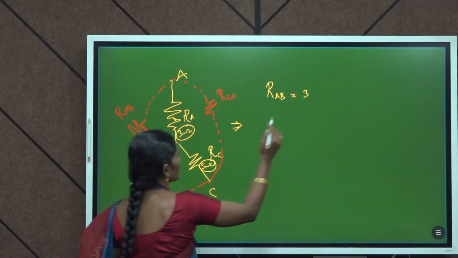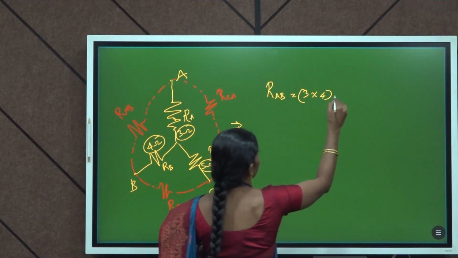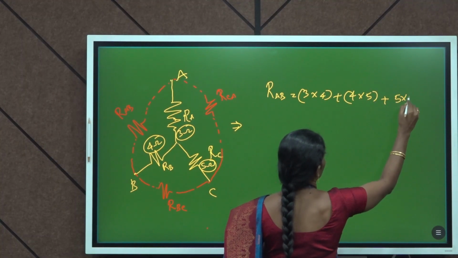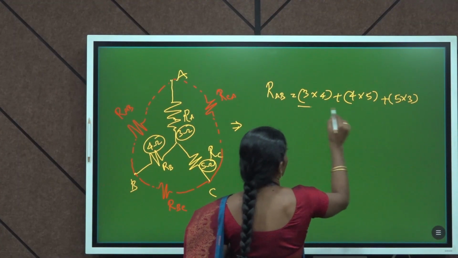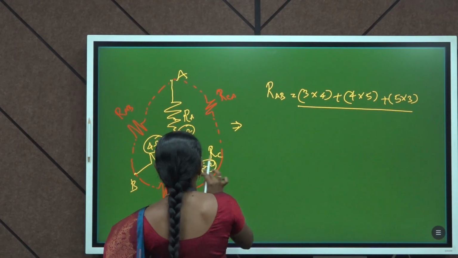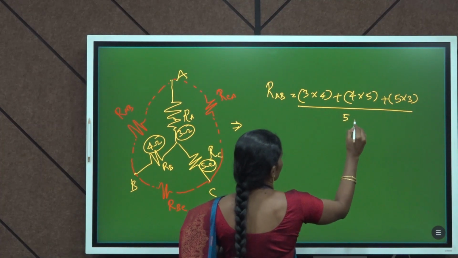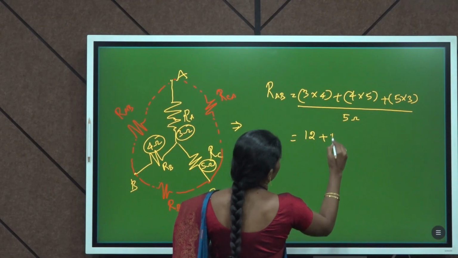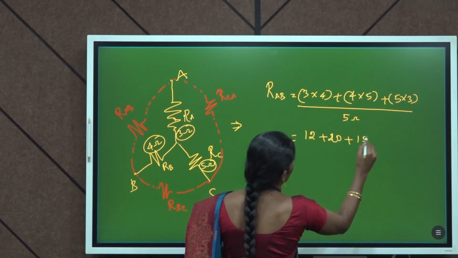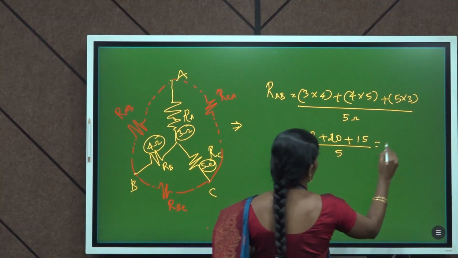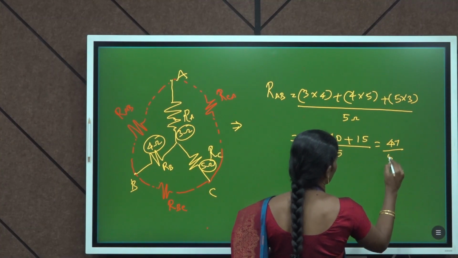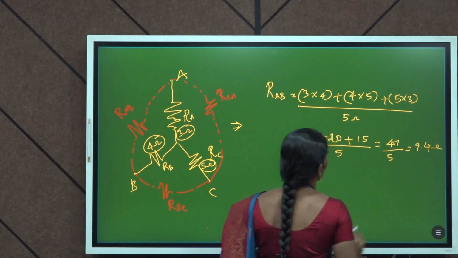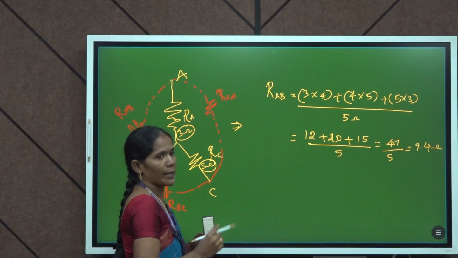So 3 into 4 plus 4 into 5 plus 5 into 3. This gives the circle, divided by the opposite resistance for RAB, which is 5 ohm. So 47 divided by 5 is 9.4 ohm. So RAB is 9.4 ohm.